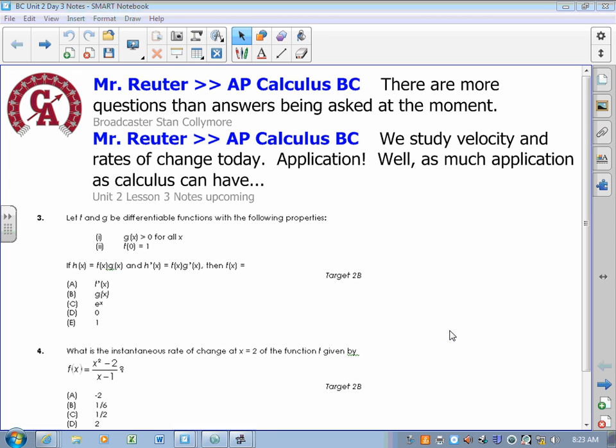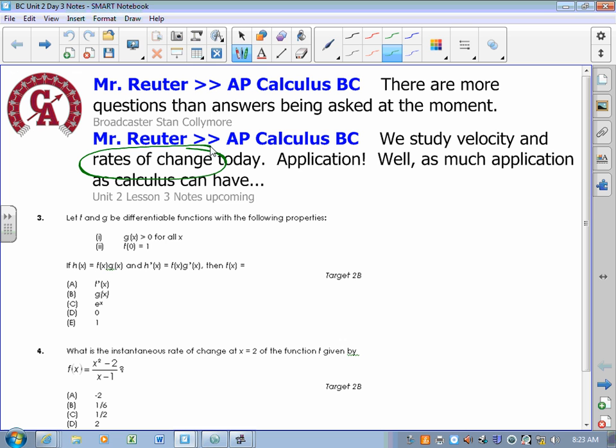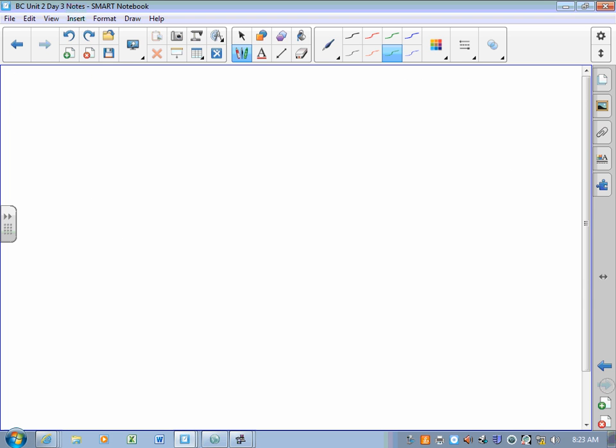All right. Lesson 3 in Unit 2 deals with velocity and rates of change and things of that nature. Practical applications of the work we're doing in the calculus. So again, calculus deals with rates of change, things like velocity and acceleration. So we'll do as much application as we possibly can and see where that leads.